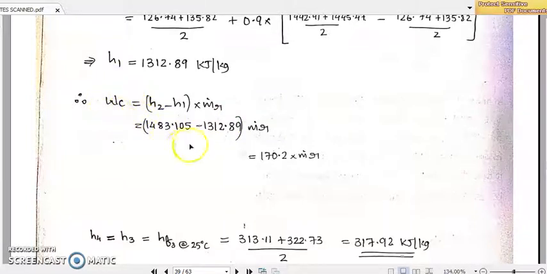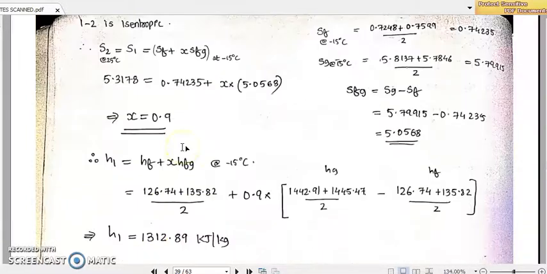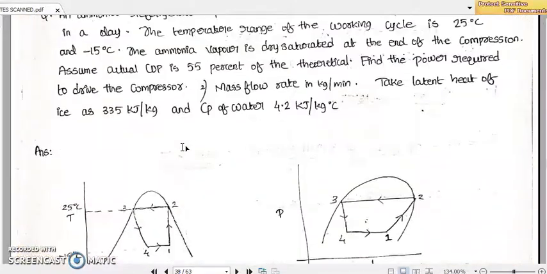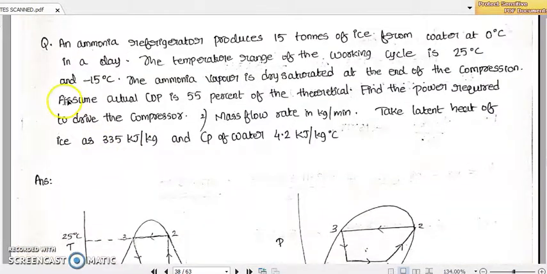But wait, one more detail is given in the question. What is that? Assume actual COP is only 55% of the theoretical. Okay, so now we have to take care of this line also. Here in this case, this ammonia refrigerator's actual COP is only 55% of the theoretical one. So now we have to find out the theoretical COP, then take that 55%.